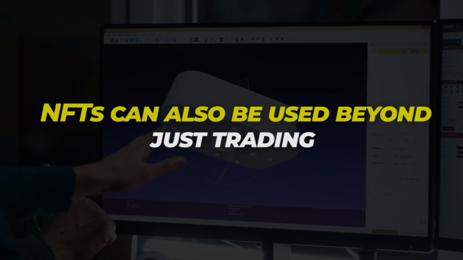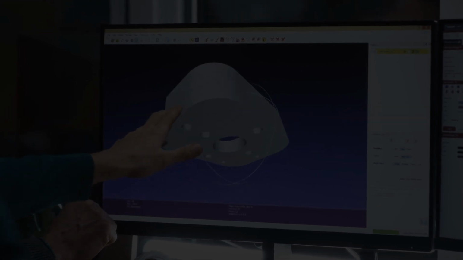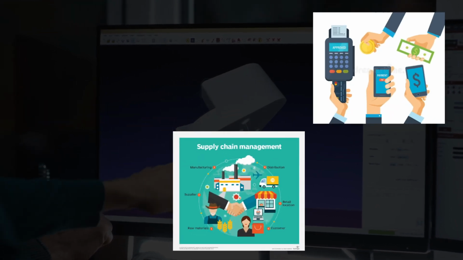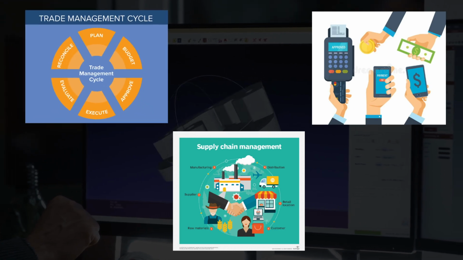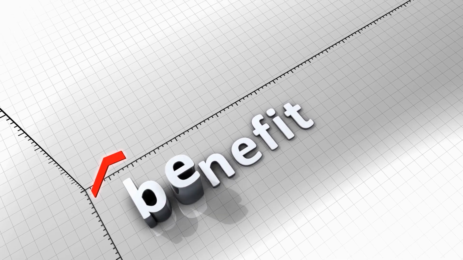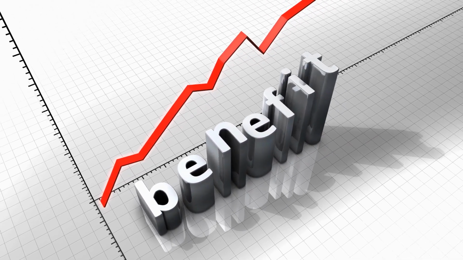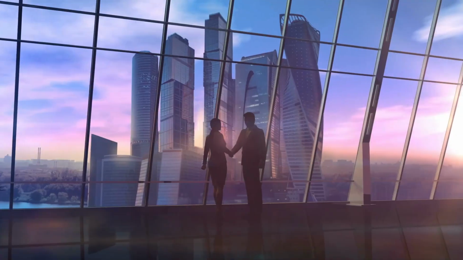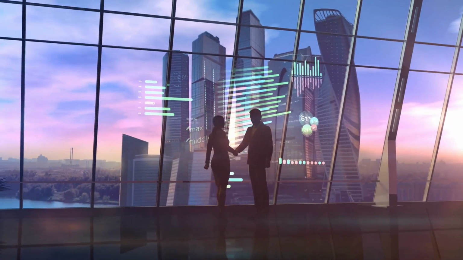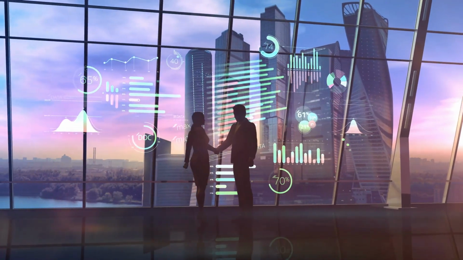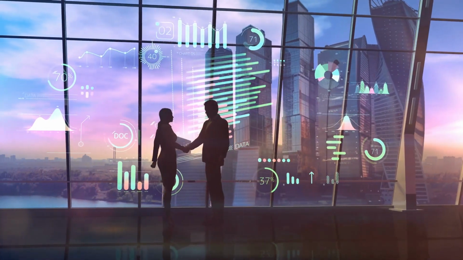NFTs can also be used beyond just trading. They can handle supply chains, manage financial transactions, and even manage trade of goods. There are benefits to using smart contracts in business, especially when the risk of getting cheated by a third party is minimized. A smart contract can bring certainty to a business transaction and eliminate any uncertainty during the process.